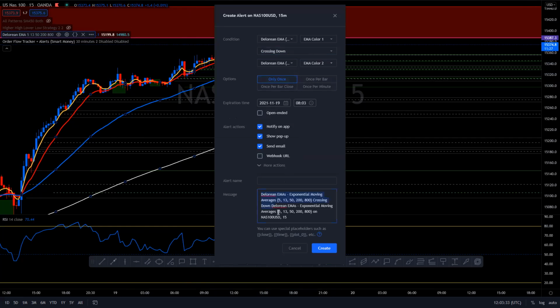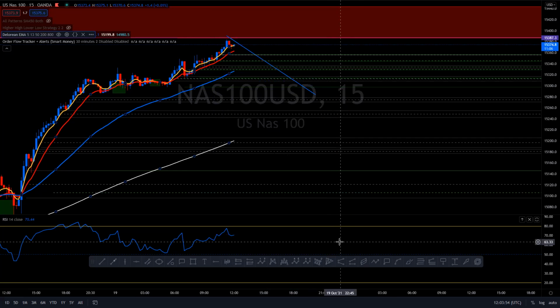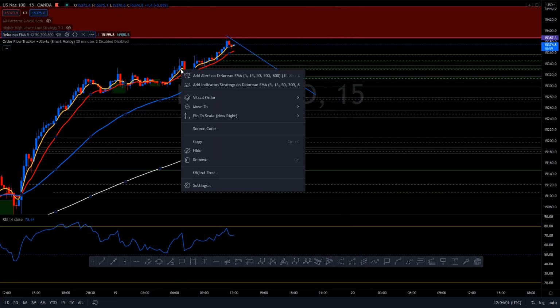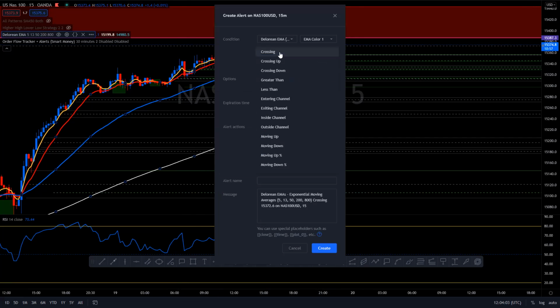So then I'm going to put a note here. So it's going to alert me and let me know when price does that. I might actually set another one to where it's going to cross up.